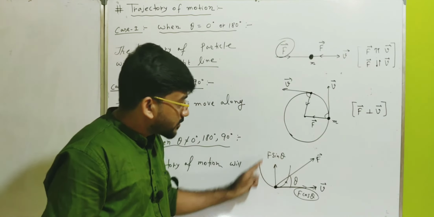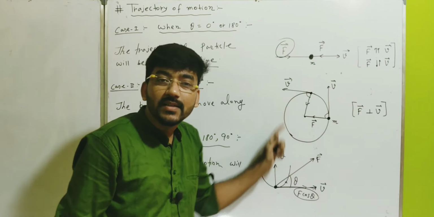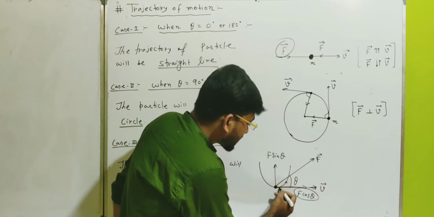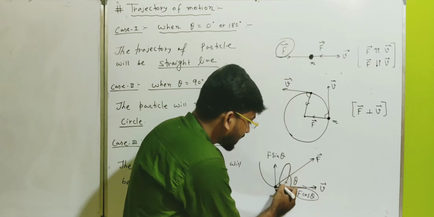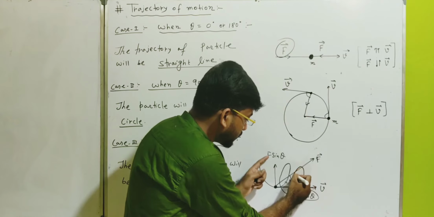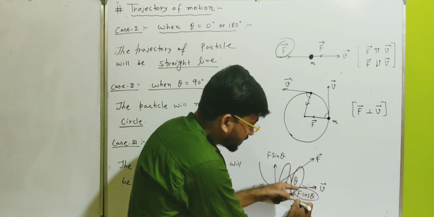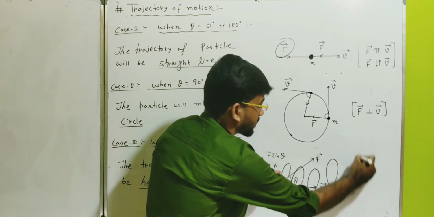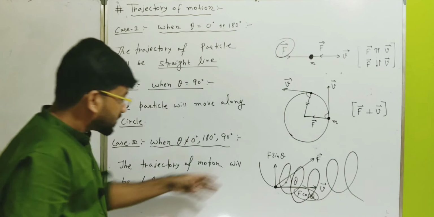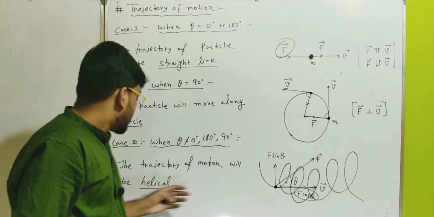So the motion of the particle will be complicated, and is actually the combination of these two motions, linear motion as well as circular motion. The combination of the two motions will be helical, because when F sin theta tries to move it in a circular path, F cos theta tries to move it in the straight line direction. So due to F sin theta the particle wants to move along a circular path, but due to F cos theta it will follow a helical path. This is the general case when theta is not equal to 0, 180 or 90 degrees, and the particle will follow a helical path.